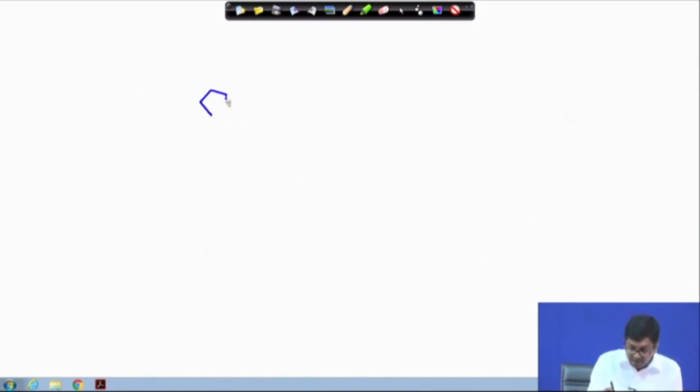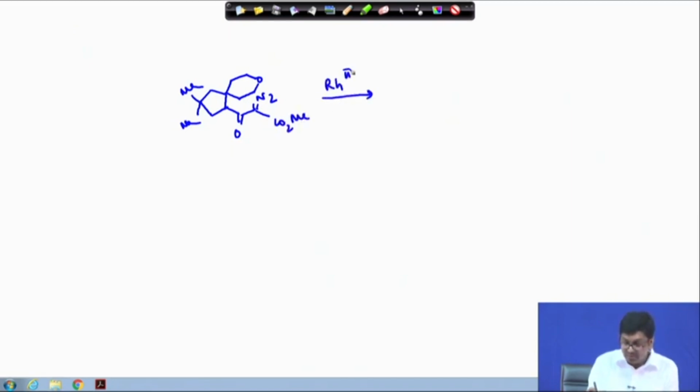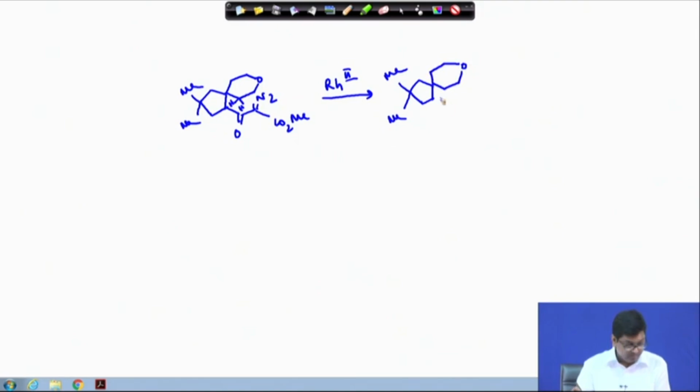Finally, let us see another example where again a diazo compound is the precursor for the corresponding carbene. In the presence of a rhodium 2 catalyst, again the CH insertion will happen from here. There are 2 hydrogens, and if you count 1, 2, 3, 4, 5, a 5 member ring can form, and overall the product will be the corresponding 5 member fused product.